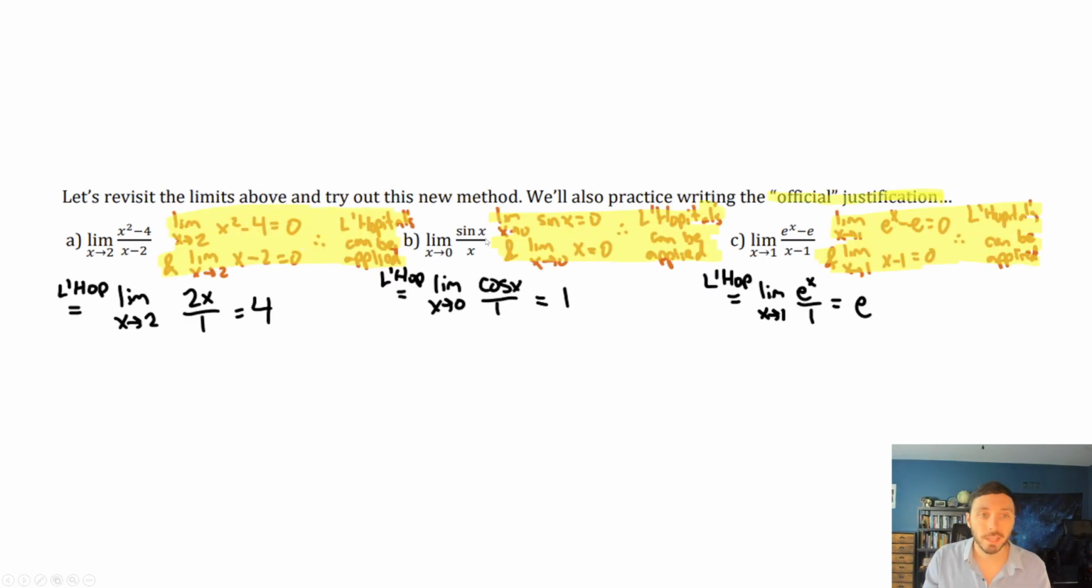So in order to say that we can use L'Hopital, this is on the AP exam, what you would need to do is write everything that I wrote in this really obnoxious orange and yellow font here. You need to make a statement saying, since the top limit is 0 and the bottom limit is 0, therefore L'Hopital's can be applied. And then you can apply it within the equality chain for solving the limit.